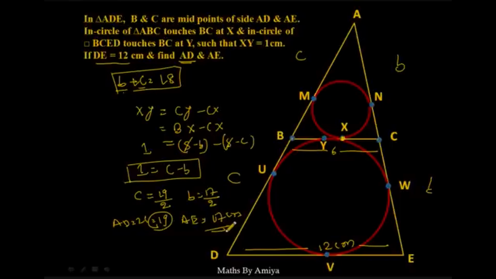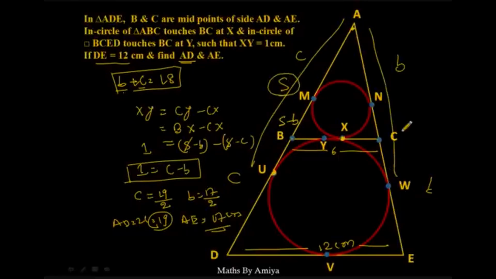The main aim of making this concept video is to learn 5 concepts. MPT, this is the S minus B concept. The second one is AY is nothing but the semi-perimeter of the smaller triangle, which is again equal. And the last and the most important is BX is equal to CY.